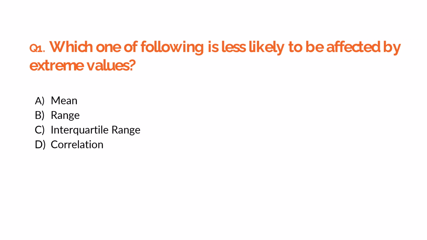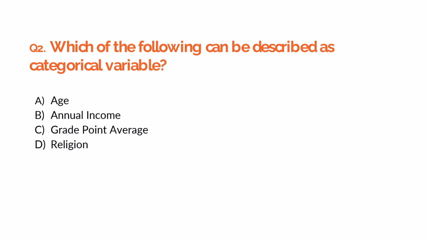Here's the first question. Which of the following is less likely to be affected by extreme values? So both median and interquartile range are less likely to be affected by the extreme values. Moving on to the next question.